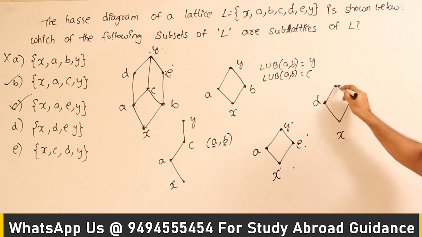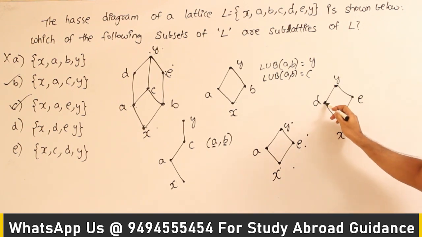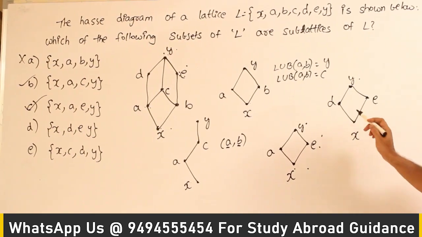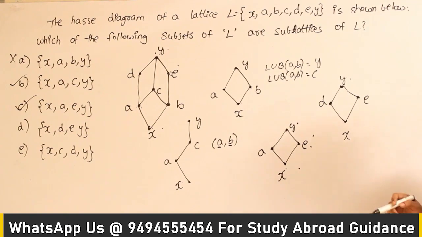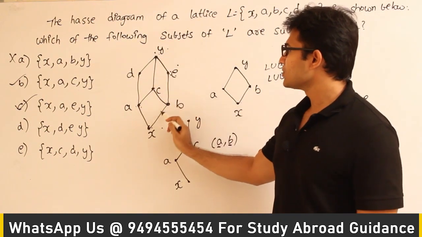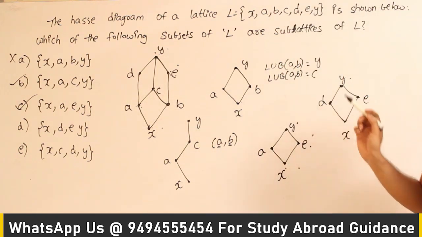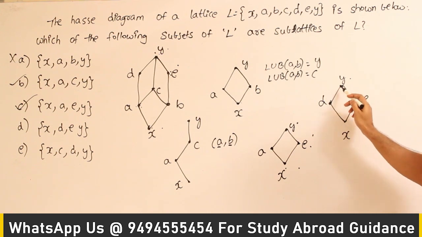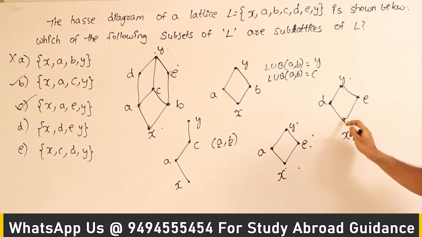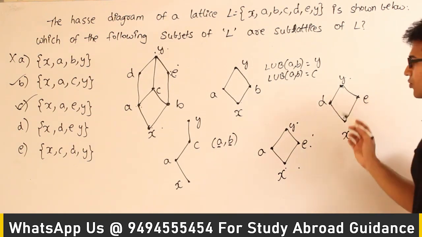D is related to Y and E is related to Y, right? Now if you see this, for D and E, the least upper bound is Y and the greatest lower bound is X. Yes, so it is the same, and for D and Y it is the same, Y and D it is the same, and D and X it is the same, and E and X it is the same. So it is the same in both the diagrams.